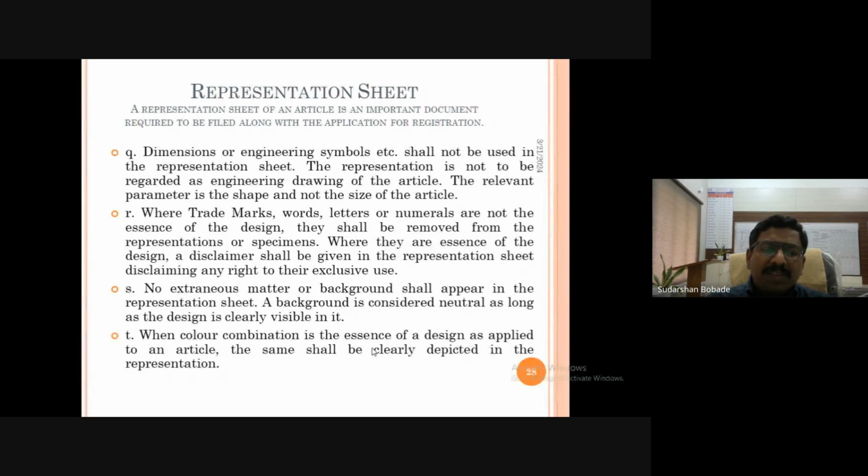Next one, when color combination is the essence of a design as applied to an article, the same shall be clearly depicted in the representation sheet. So the color combination we are claiming should have the similar tone and the similar texture. We are all aware that whatever we print on a piece of paper is different from painting on an actual object, and that's why we are not able to claim it. So they are requesting that there should be a clear bifurcation between the color and the painting if you are claiming for the color combination.